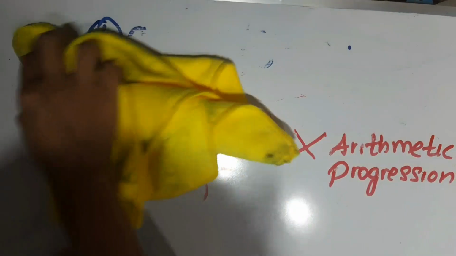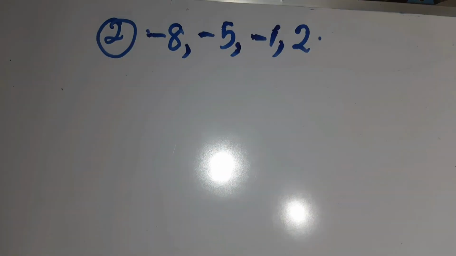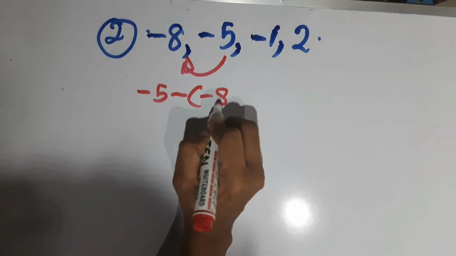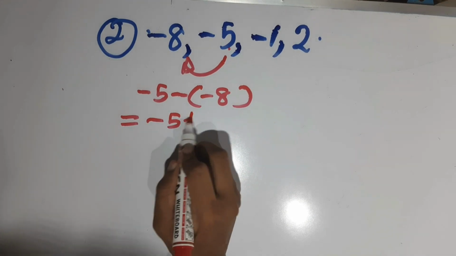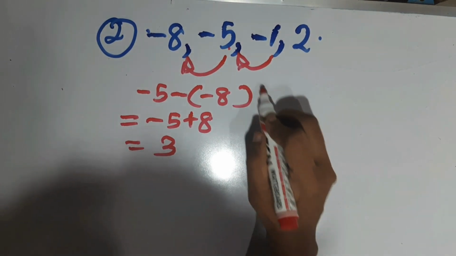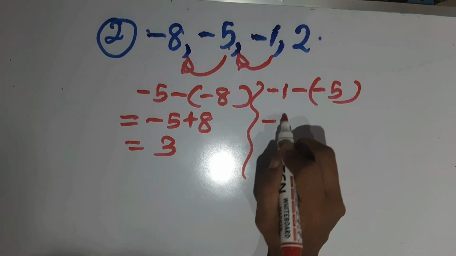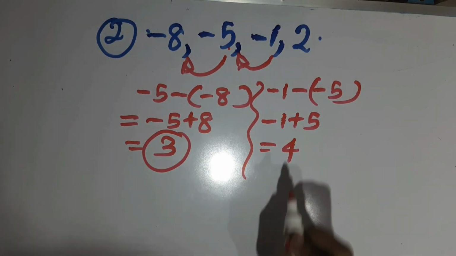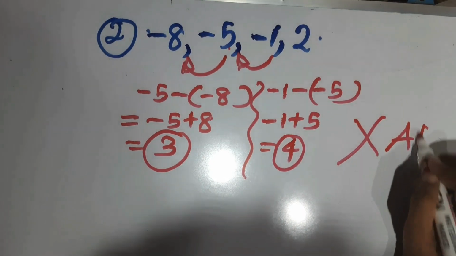Let's go to the next example: -8, -5, -1 and 2. What is the common difference? -5 minus -8 equals -5 plus 8, which equals 3. What is the common difference here? -1 minus -5, that means -1 plus 5, that means 4. So here the difference is 3, between these two terms the difference is 4. So this is not an arithmetic progression.